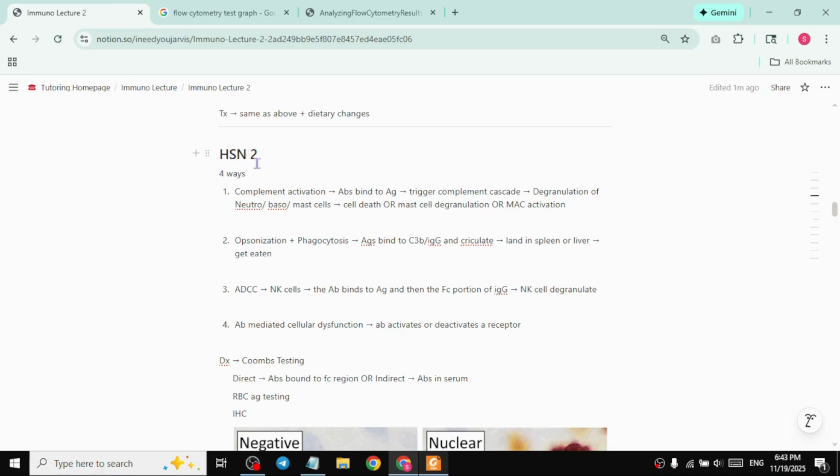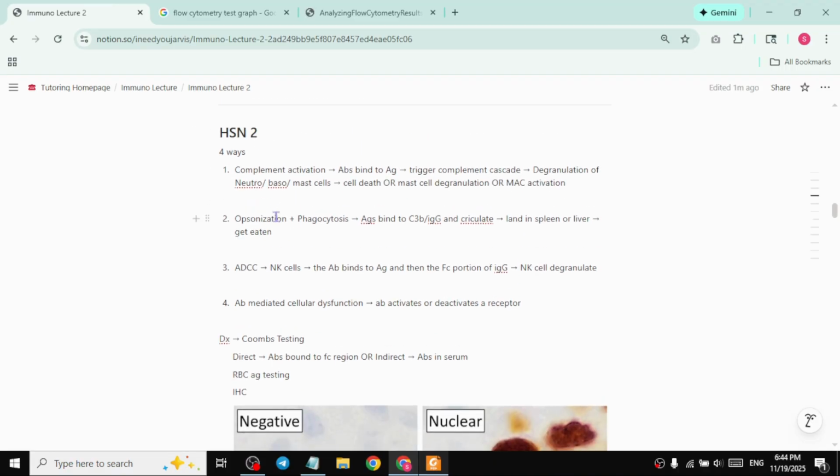Okay, the antibodies bind to the antigen, right? Usually, if it's a hypersensitivity, it's your own tissue that they've bound to, the circulating antibodies. And once they have bound to it, they trigger the complement cascade. Once they trigger the cascade, it leads to degranulation of neutrophils, basophils, mast cells, massive amounts of cell death, MAC activation, all of that. So that is one way that antibodies trigger your immune system into damaging certain tissue.